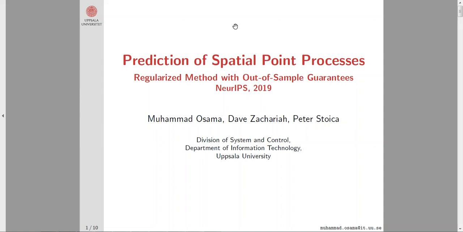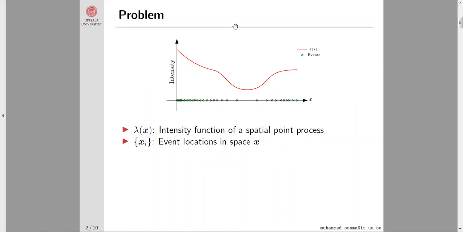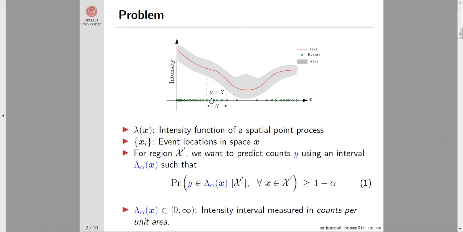So in this work, we basically address the problem of prediction in a spatial point process. Suppose we observe events along a space as per some underlying intensity function, and our goal is to predict counts y in a given region x'. And we also want to produce intervals Λ(x) in units of counts per unit area so that we can have validity as described in equation 1.